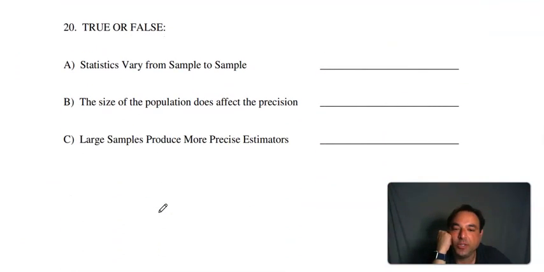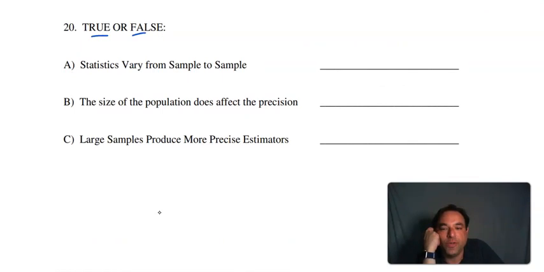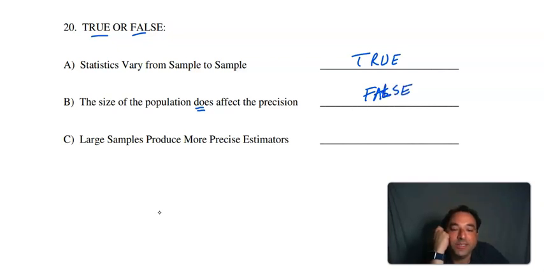And then the last question goes to those big ideas we talked about in chapter 7. So true or false? Statistics vary from sample to sample. That is true. The size of the population does affect the precision. That is false. The size of the population does not affect the precision. And large samples produce more precise estimators. That is true. The larger the sample size, the more precise your estimate is.